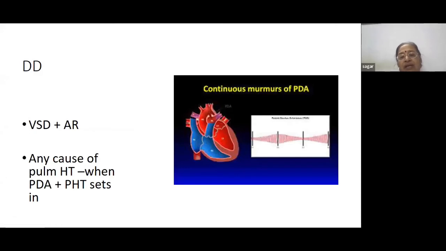Now, what is the differential diagnosis of a PDA? It's a VSD with an AR, systolic or diastolic murmur. It is not a continuous murmur. And when it becomes pulmonary artery hypertension, then PDA with pulmonary artery hypertension will look like any other cause of pulmonary artery hypertension. That's when it becomes only systolic and the P2 is loud.